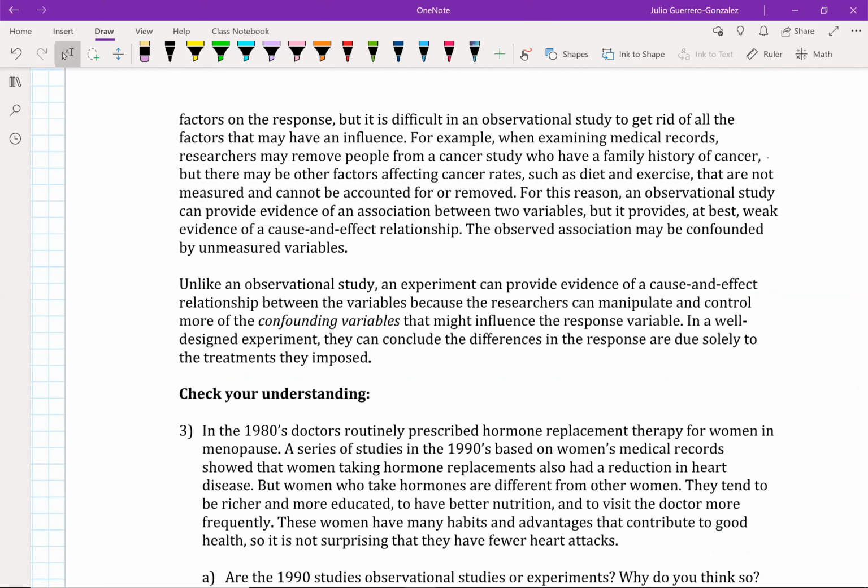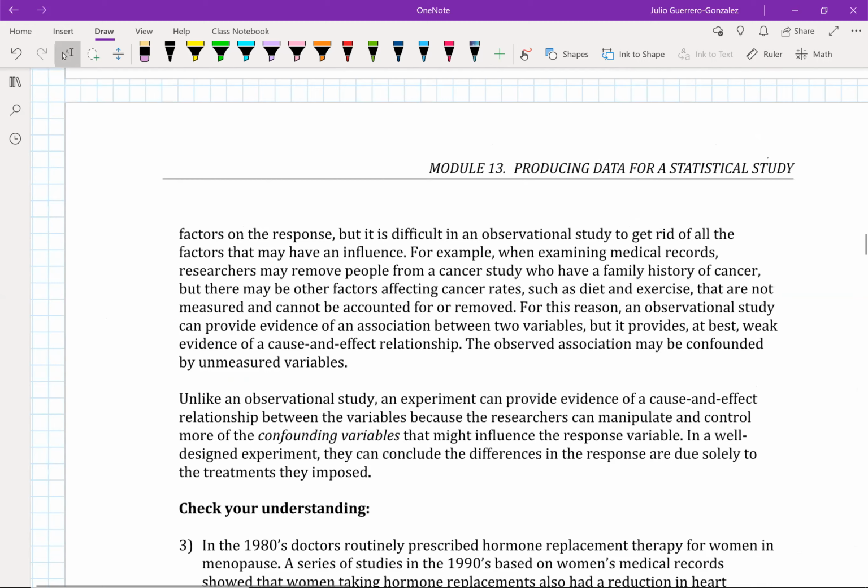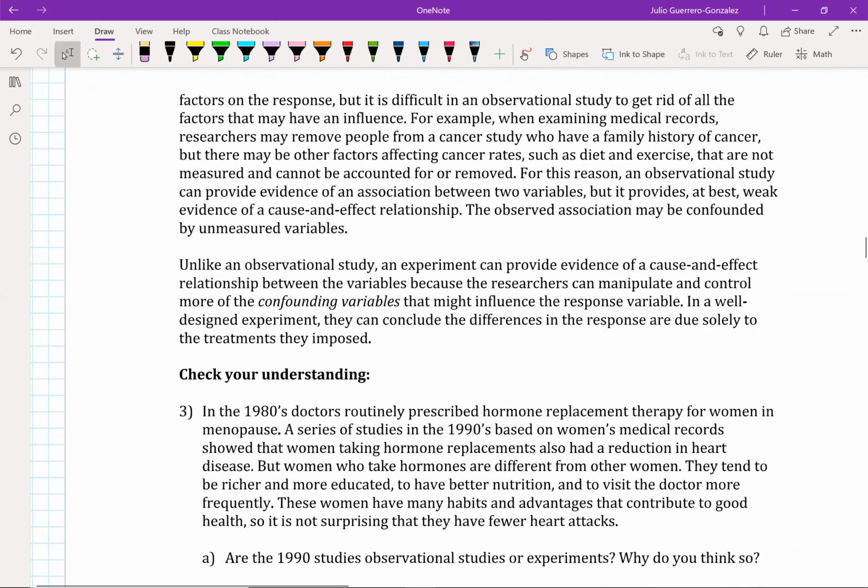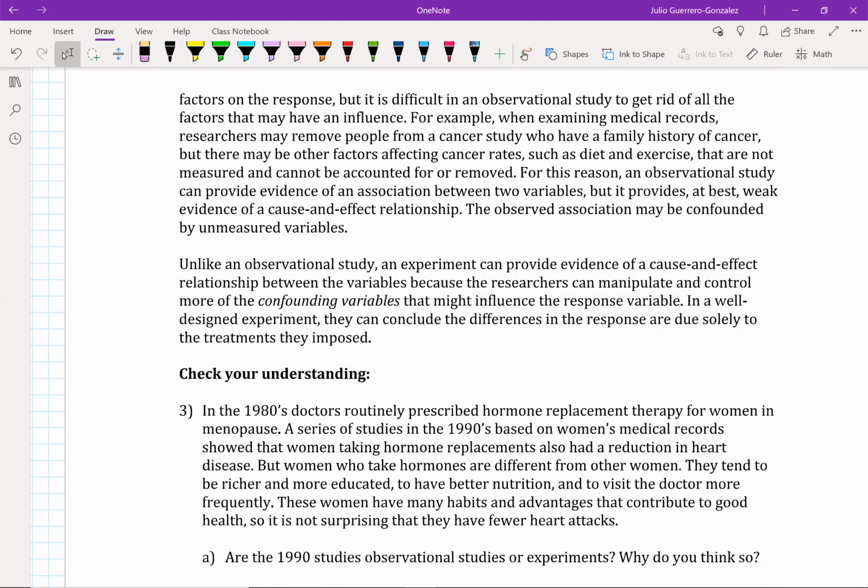Okay. There's a problem with each. The problem for experiments is that it takes a lot of planning, right? So what if you don't want to plan anything? Then you have to do an observational study. And if you do that, you have these things called confounding variables that turn up everywhere.